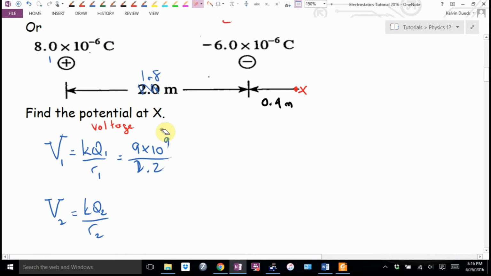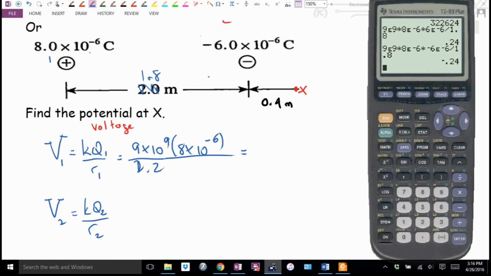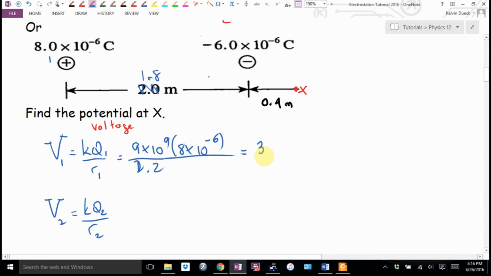Oh, wait a minute. I missed the charge, Mr. Dewick. Times 8 times 10 to the negative 6 all over 2.2. I hope I haven't done that one before. The potential, the voltage from charge 1 is going to be 9 times 10 to the 9th times 8 times 10 to the negative 6 divided by 2.2. I get 32,727 volts. Direction is none. Scalar.